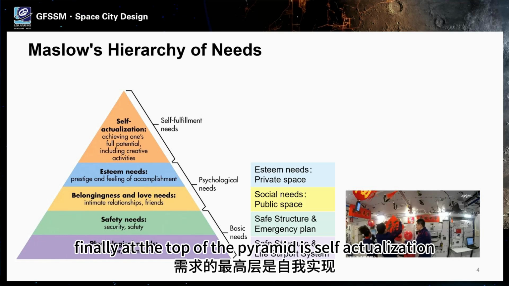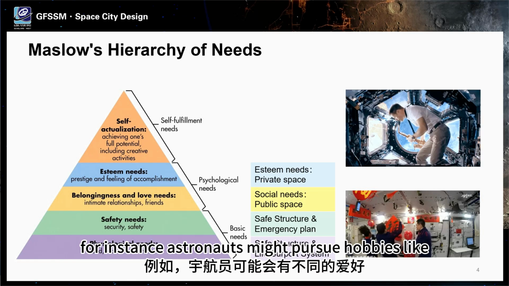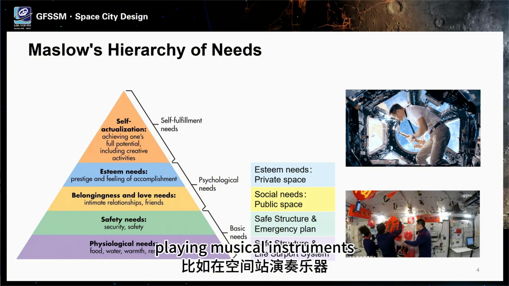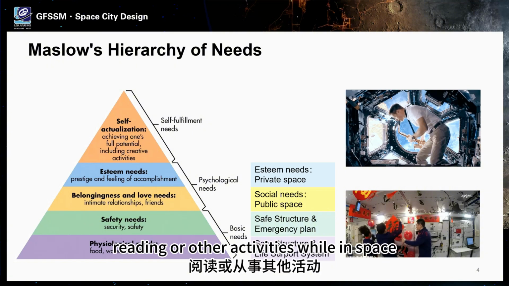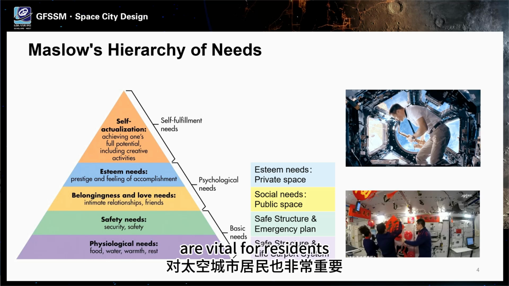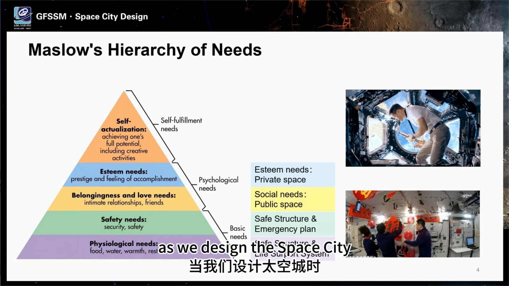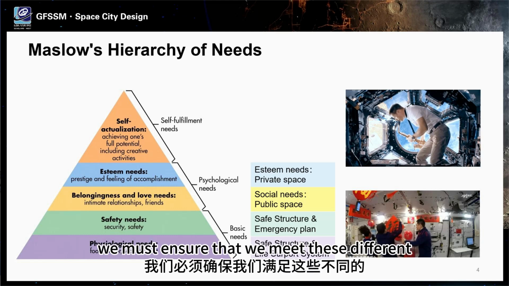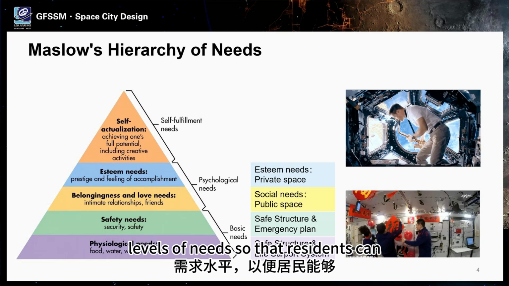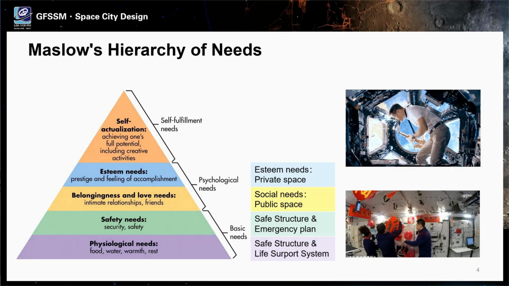Finally, at the top of the pyramid is self-actualization, the desire to reach one's full potential and pursue personal growth. For instance, astronauts might pursue hobbies like playing musical instruments, reading, or other activities while in space. These opportunities for self-expression are vital for residents' overall well-being. As we design the space city, we must ensure that we meet these different levels of needs so that residents can lead fulfilling lives even in such a unique environment as space.